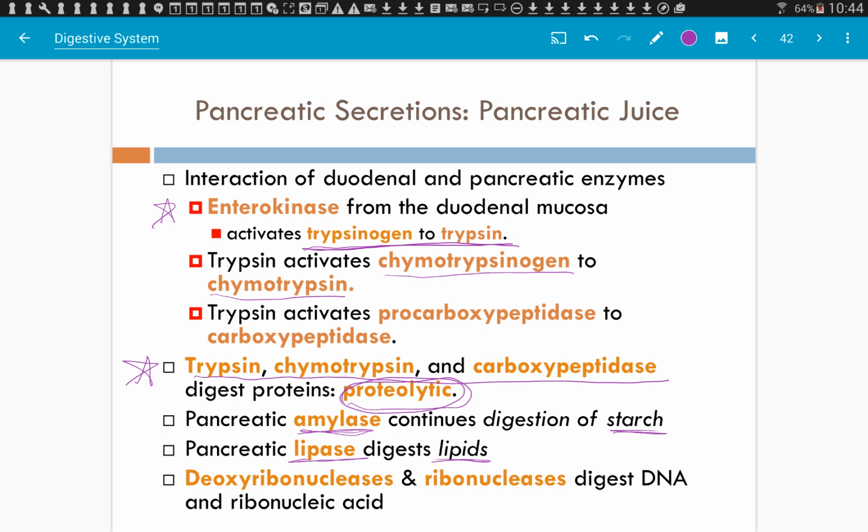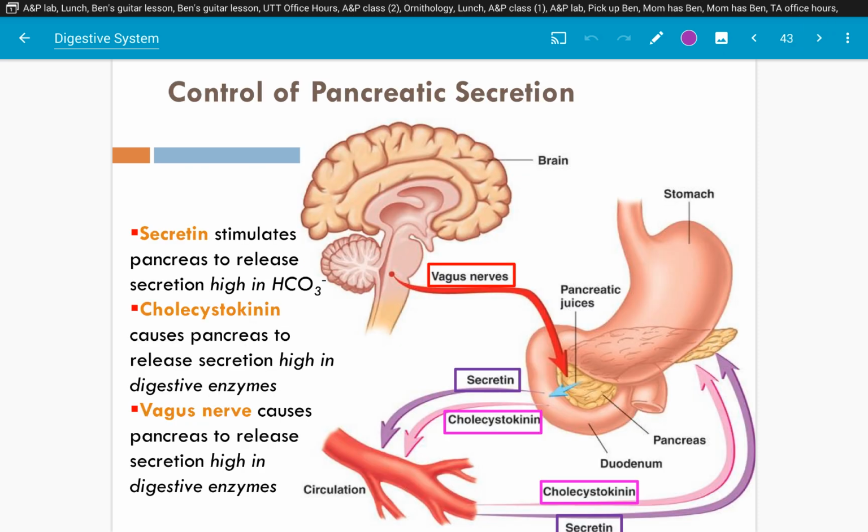And then we have deoxyribonucleases and ribonucleases, and both of those have to do with DNA or RNA breaking down. Okay, controlling the secretion in the pancreas.